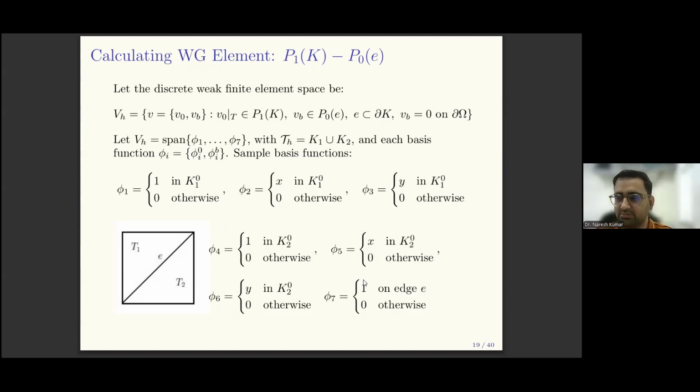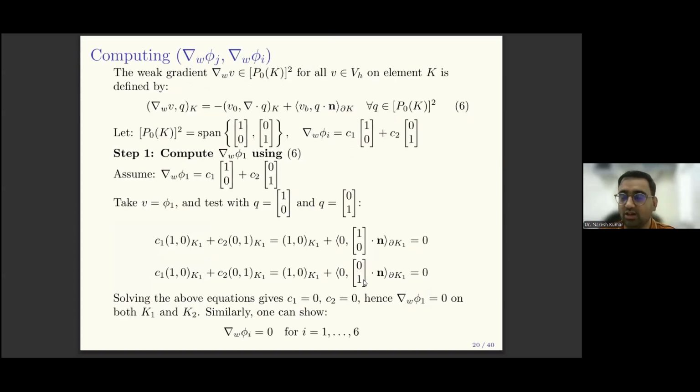Now the next part is, once we settle the basis functions, we have to find the weak gradient operator, because in the bilinear form we have the weak gradient of u and the weak gradient of v. So now we calculate the weak gradient on the basis functions. And if we calculate it on the basis functions, then u_h can be written as a linear combination of basis functions. So basically then you can compute the weak gradient of u_h also. So first we calculate the weak gradient on the basis functions.